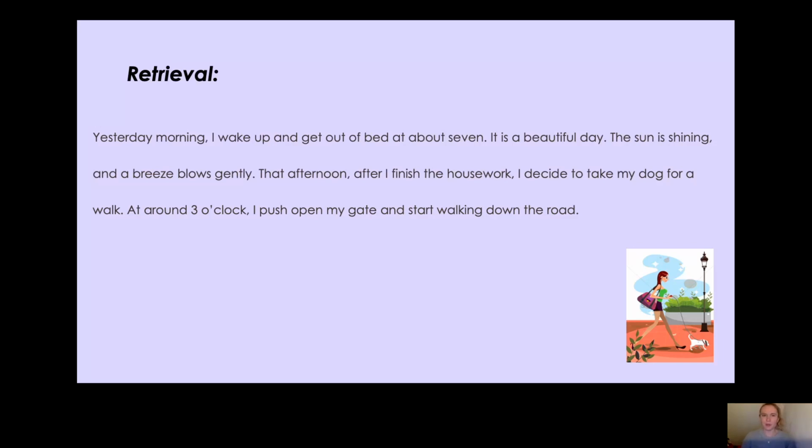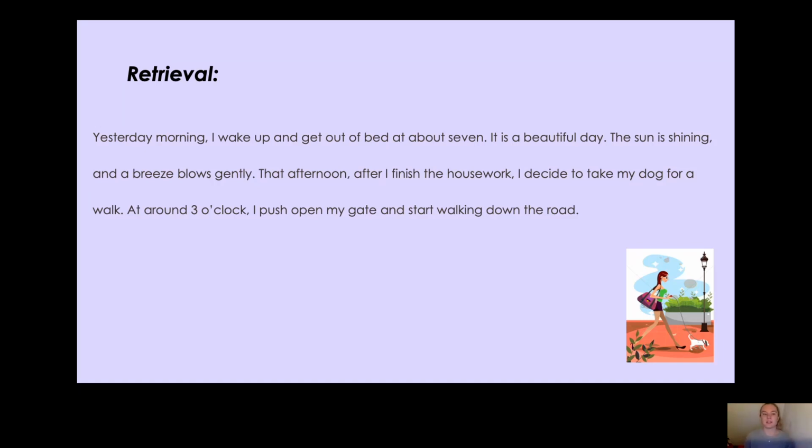Now, what do you notice about the verbs in this passage? Yes, that's right, they're in the present tense. But really, we're talking about yesterday morning. We're talking about yesterday. So therefore, it needs to be in the past tense, doesn't it? Because it's already happened. So we're going to find the different verbs in this paragraph and change them to the past tense. So we're going to look at where the verbs are together.